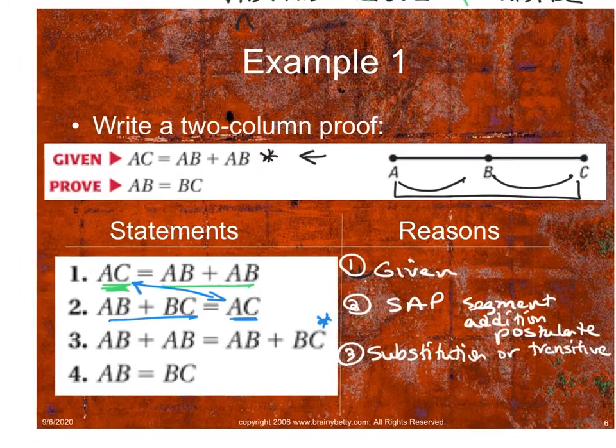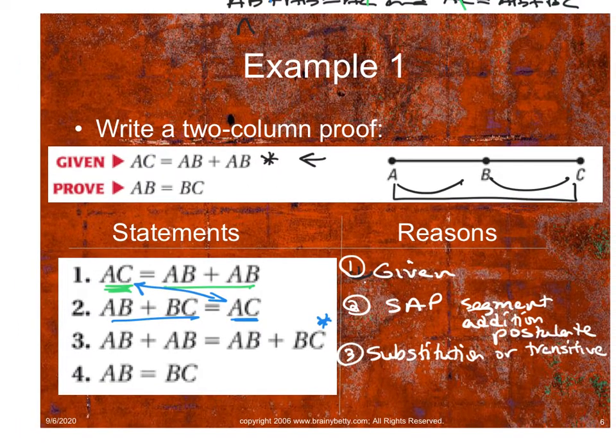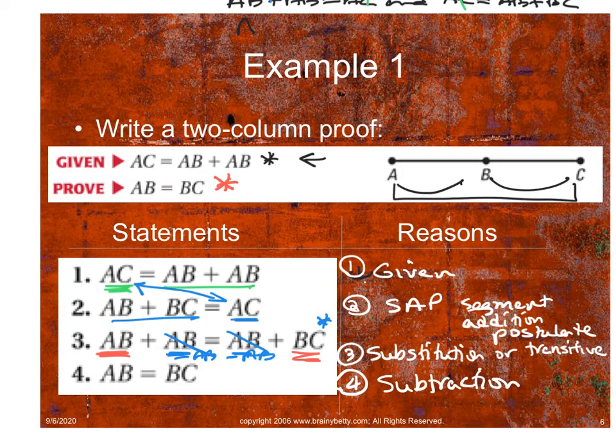And now, again, our goal, always refer back to what you're trying to prove. We were trying to prove that AB equals BC. Well, notice, once we did this, they both got an AB. So if I just subtract that AB from both sides, then that gives me what I was trying to prove. So what they did from step 3 to 4 is they used the subtraction property of equality. And again, just putting subtraction is fine. If you want to add in POE, you can do that also.